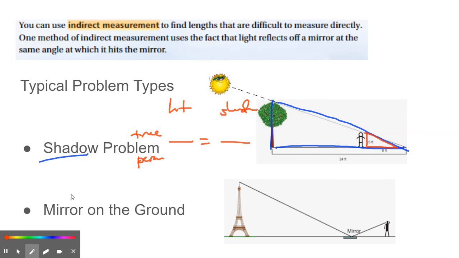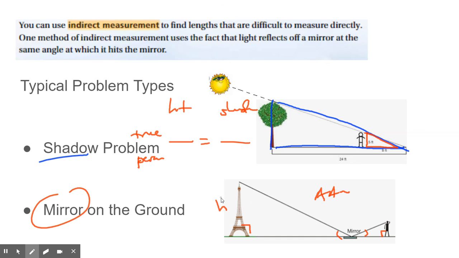Same thing here with the mirror and the ground. So in this picture, angle, angle, they're congruent that are bouncing off, and then the Eiffel Tower is assumed perpendicular and the person is assumed perpendicular. These two triangles are similar by angle, and you'd set up the same kind of proportion. Typically, it's like this height, we'll call that capital H, and this height, and then this distance called capital D, and that distance from the mirror. Again, set up your proportions.